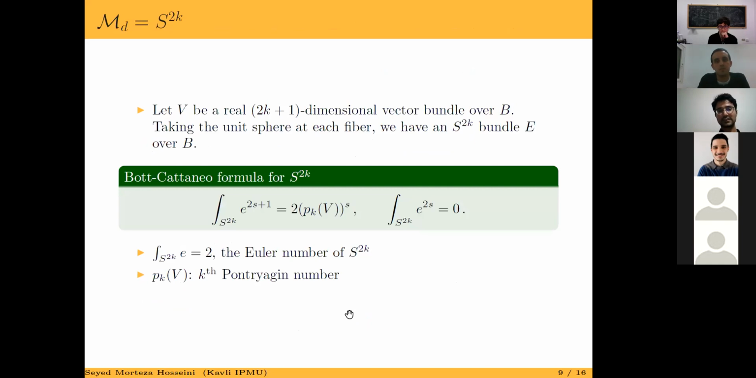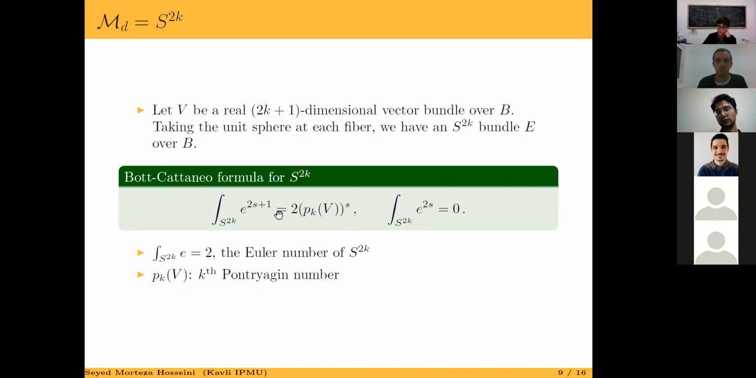Okay. So let me start with the simplest case scenario where you have an S to the 2k as the compact manifold. Let V be a real 2k plus 1 dimensional vector bundle over the base manifold B and take the unit sphere at each fiber so that we have an S2k bundle E over B. The Bott-Cattaneo formula simply states that the integral of the Euler class to an odd power s equals 2 times the k-th Pontryagin number of the vector bundle V to the power of s. So this is for the odd power, and all the even powers of the Euler class integrated over S to the 2k just vanish. For example, in the simplest case, let's set s equal to 0. You just integrate the Euler class over the S to the 2k, and you get 2, which is the Euler number of S to the 2k.